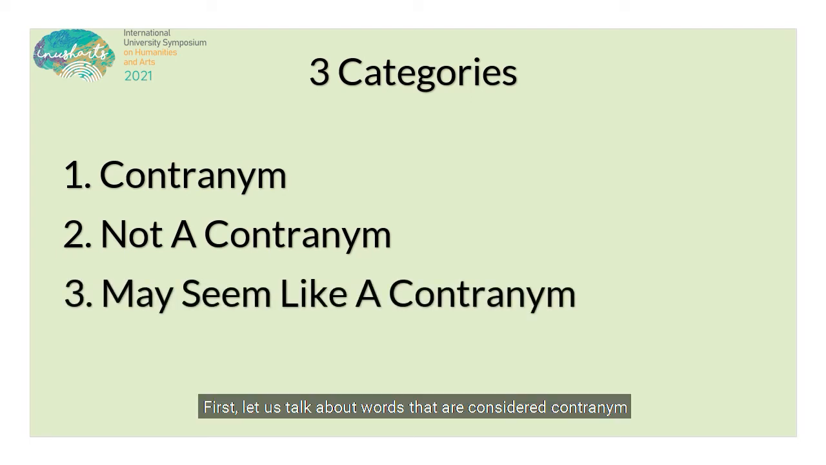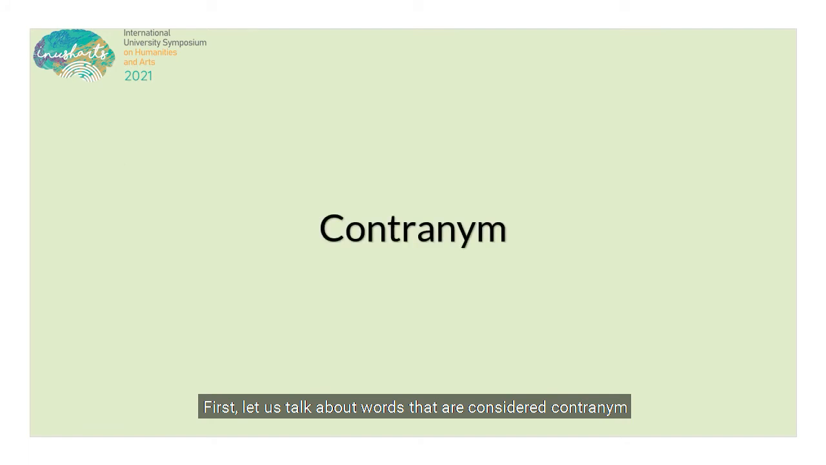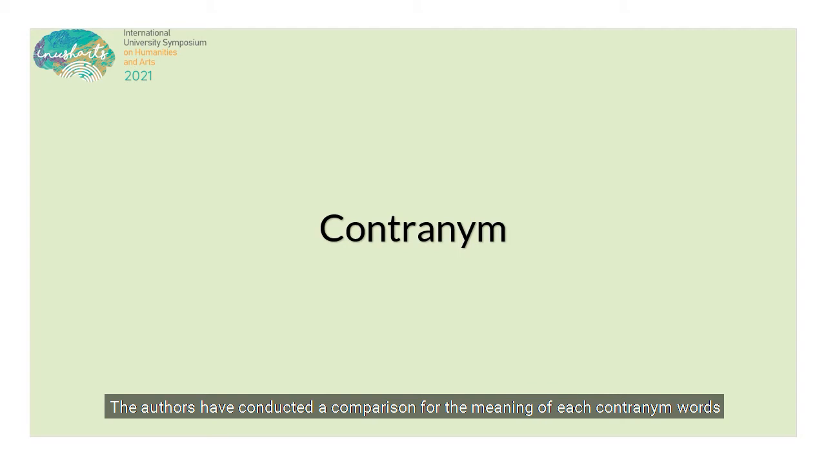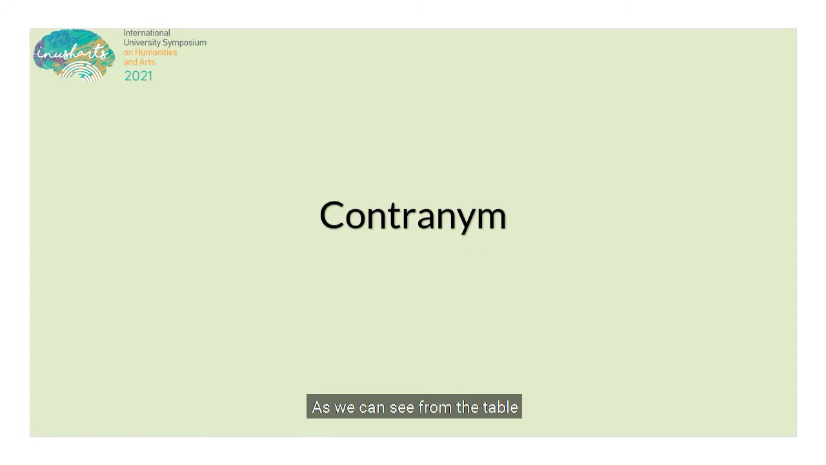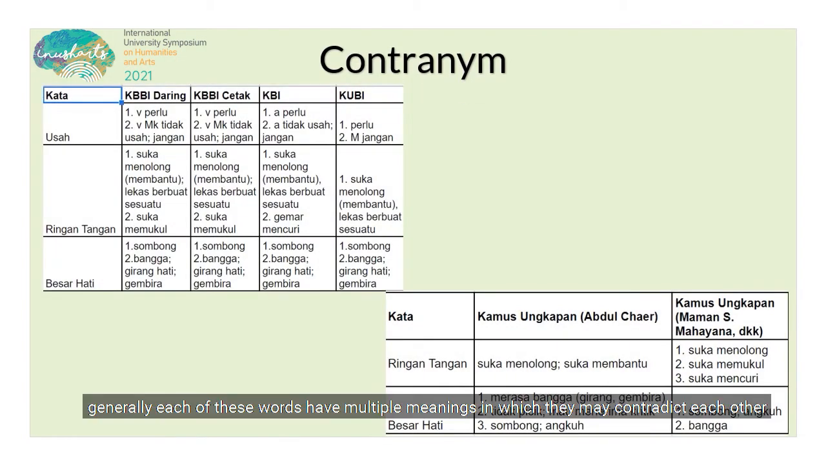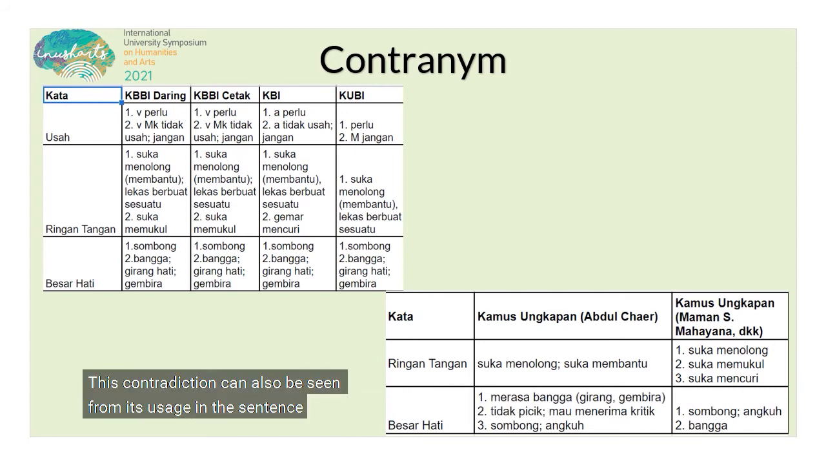First, let's talk about the words that are considered contranym. The authors have conducted a comparison for the meaning of each contranym word from different dictionaries in order to find whether or not the words have the same meaning. As we can see from the table, generally each of these words have multiple meanings in which they may contradict each other. This contradiction can also be seen from its usage in the sentence.